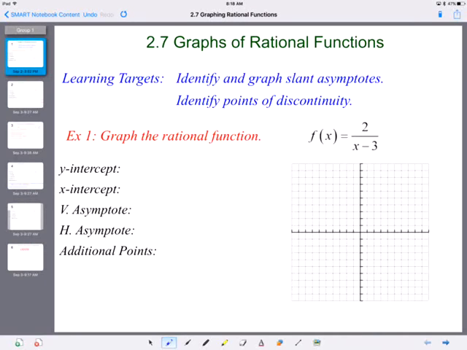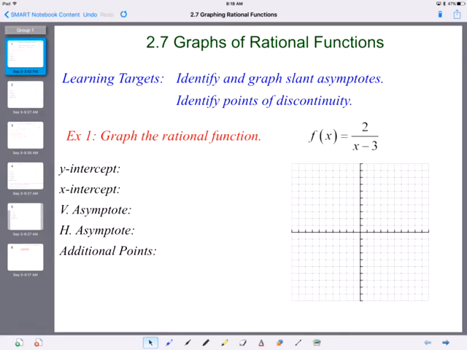Welcome to section 2.7, Graphs of Rational Functions. We're going to identify and graph slant asymptotes, and we're going to identify points of discontinuity. The other day we did vertical and horizontal asymptotes, and we're also going to start graphing some of the rational functions. We will be using the graphing calculator today to help us graph, but all the stuff that we're going to be finding is going to be found algebraically.